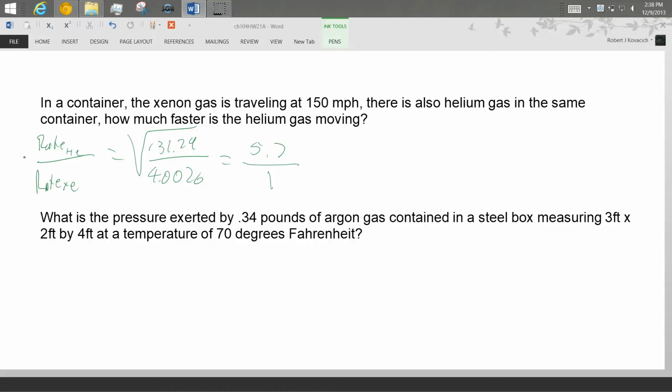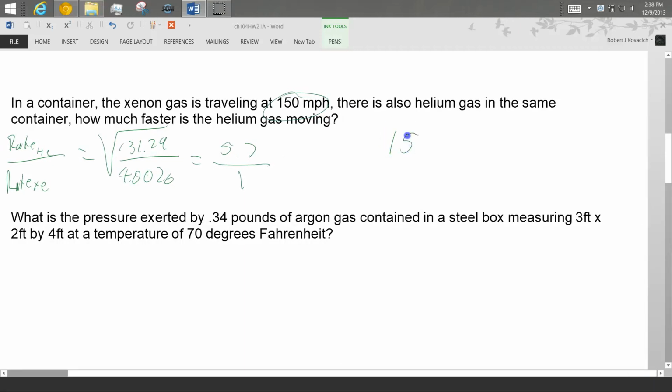So if we know in this problem that the xenon is moving at 150 miles per hour, how fast is the helium moving? And I got 855, so 860 miles per hour. Okay, that seems good.